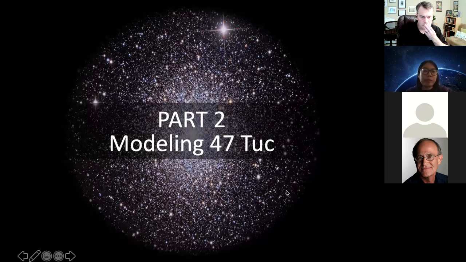So I will switch gears a little bit here. As was shown at the beginning of this talk, 47 Tuc hosts the second largest population of radio pulsars in the Milky Way globular clusters. And here I will present a 47 Tuc model, and this model matches various observations simultaneously, including the large number of detected radio pulsars.